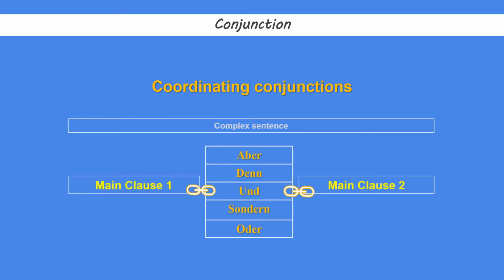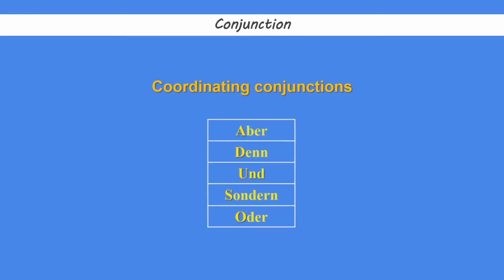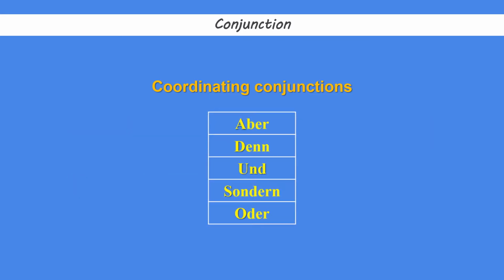The most common coordinating conjunctions are Aber, Denn, Und, Sondern, Oder. For easier to remember, we just take the first letter of the conjunctions and just remember them by ADUSO. Now, let's have a closer look into individual coordinating conjunctions.